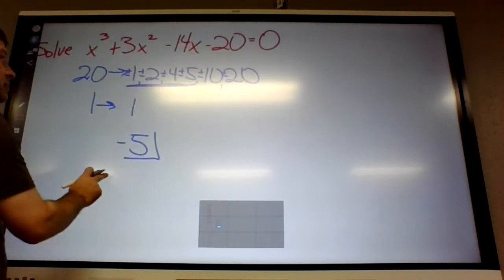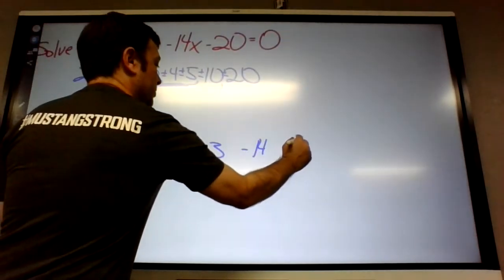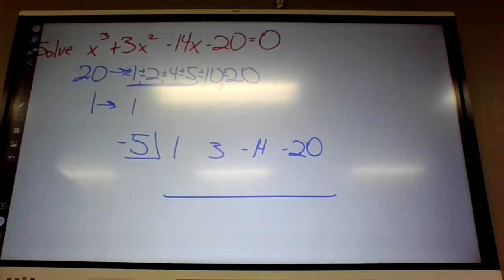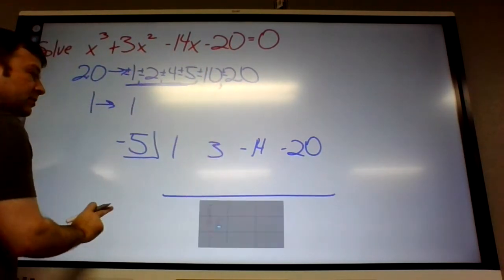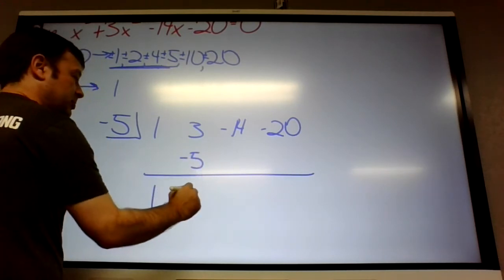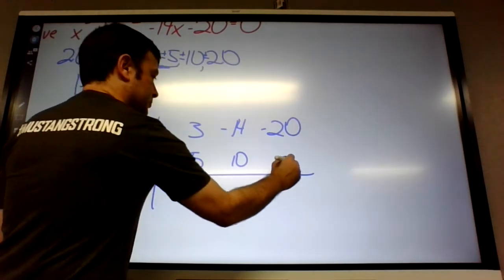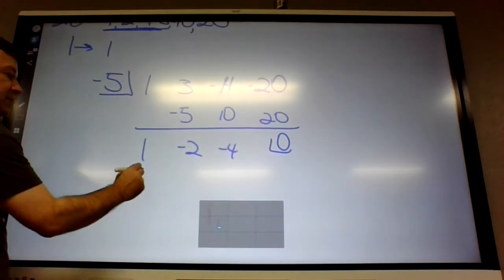So what we do is basically synthetic division with negative 5. You just plug stuff in, try to make it equal 0. Negative 5 is going to work. So add down, multiply up. Okay, negative 5 is an answer.